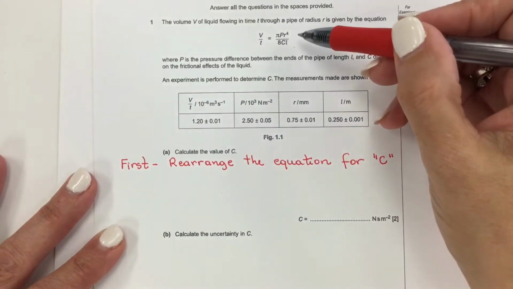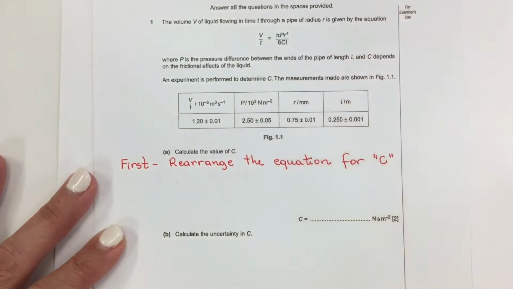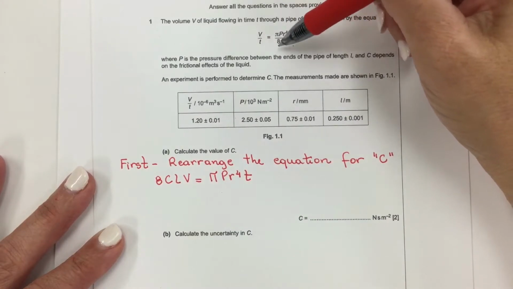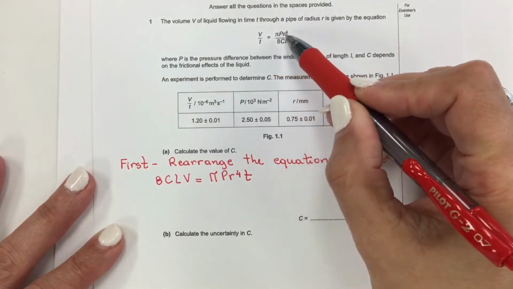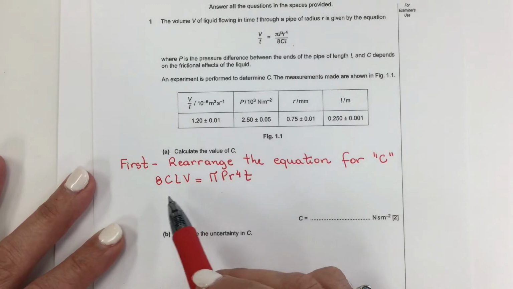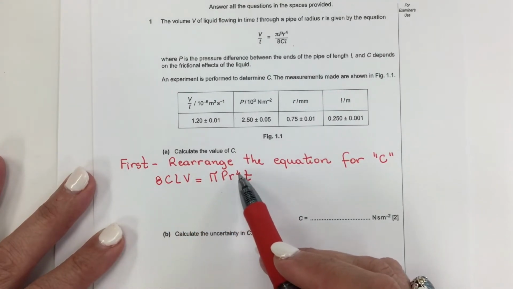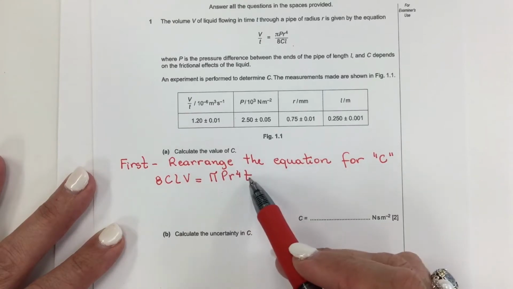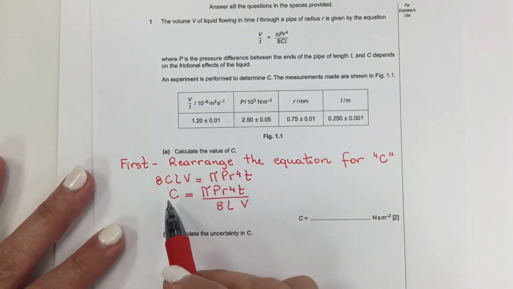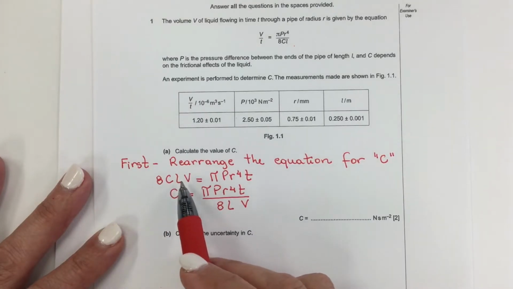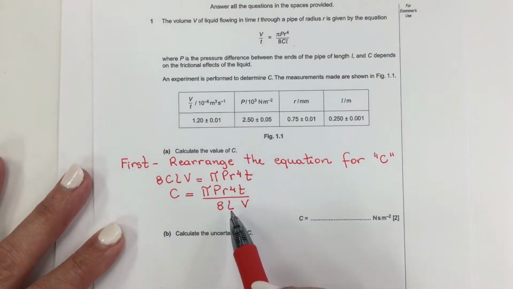First, we arrange this equation for C. I just did cross multiplication here and here, and this is what I got: 8LCV is equal to pi P r to the 4th power t. So I kept C on the first part of this equation, and I moved 8, L and V to the denominator on the other side.